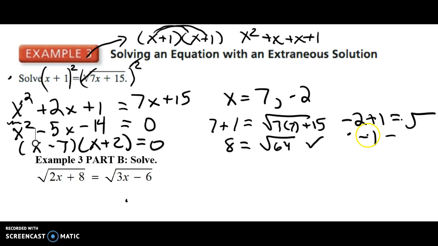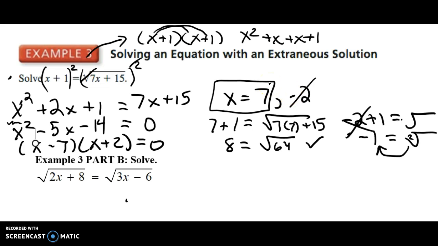Because on the left side I'm going to have negative 1 equals some kind of square root, and right away we should know that a square root, or an even root, cannot equal a negative, so this one will not work. So negative 2 will not work. So it's only x equals 7. Notice we had an extraneous solution here.